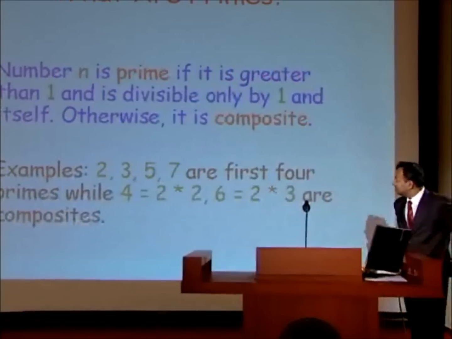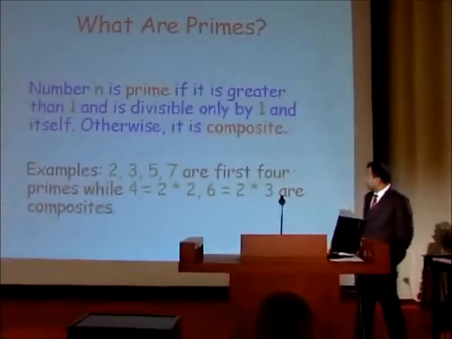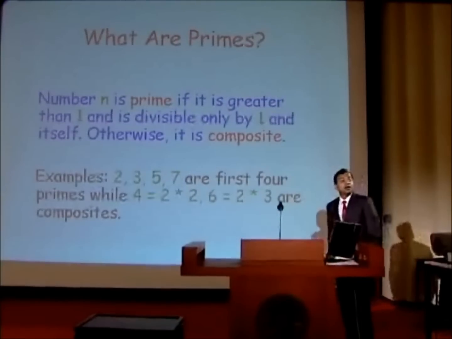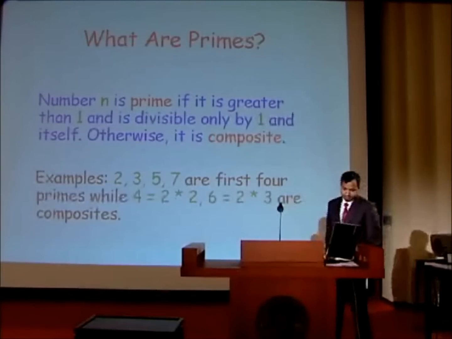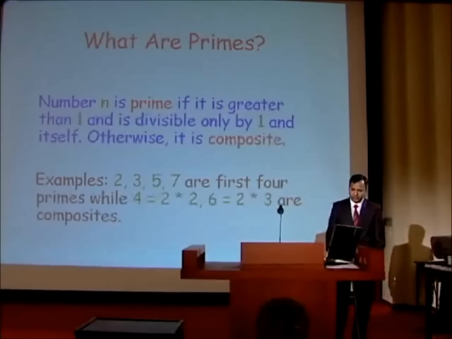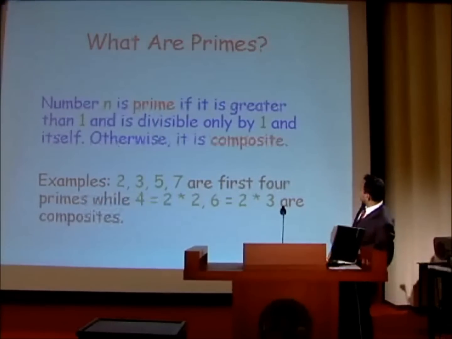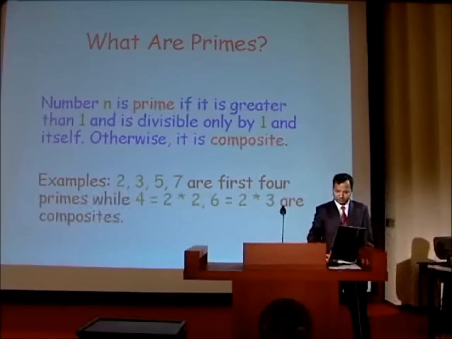So what are primes? We all know that a number is prime if it is greater than 1 and is divisible by 1 and itself, no other number. Otherwise, we call it a composite number. And 2, 3, 5, 7 are the examples of the first few primes.